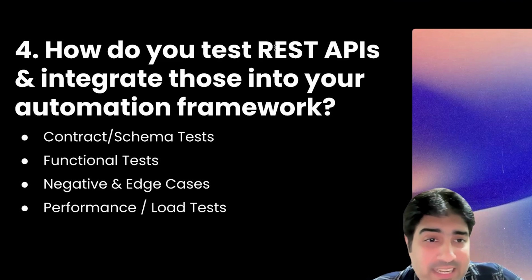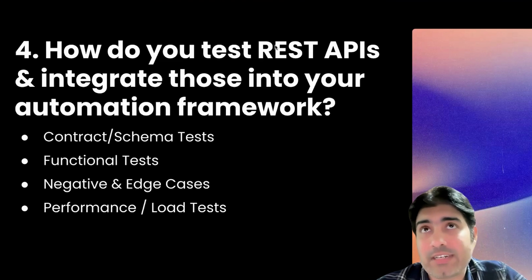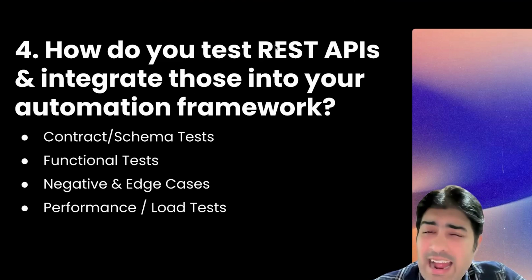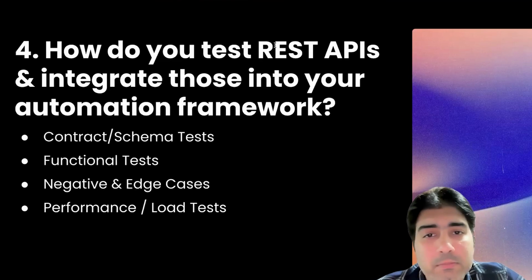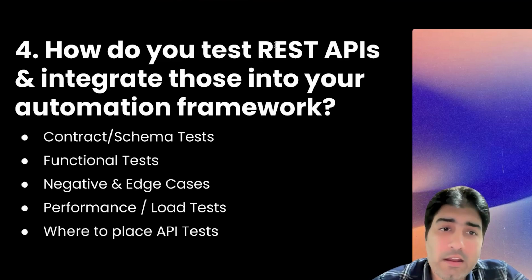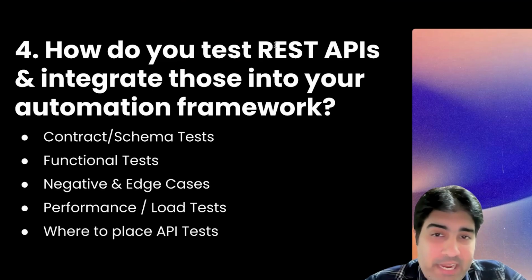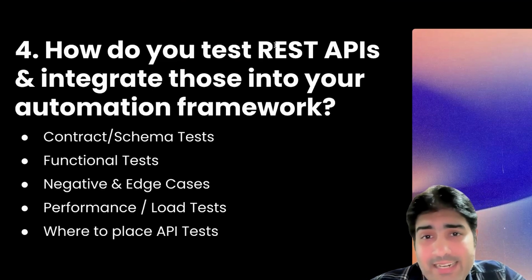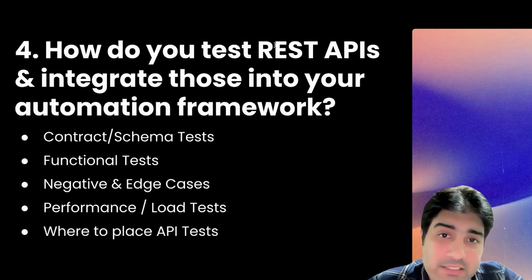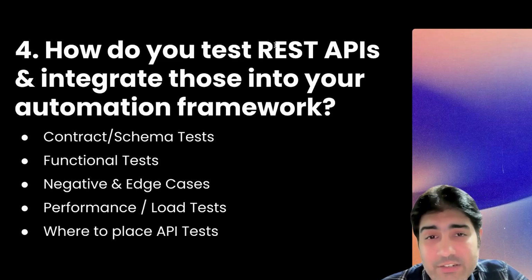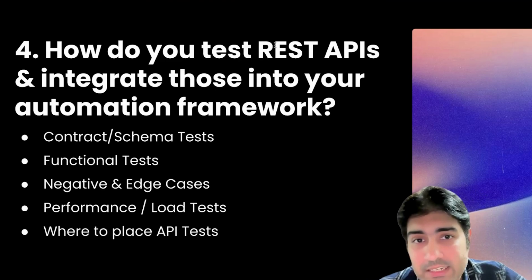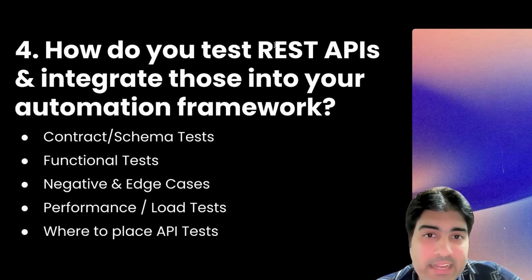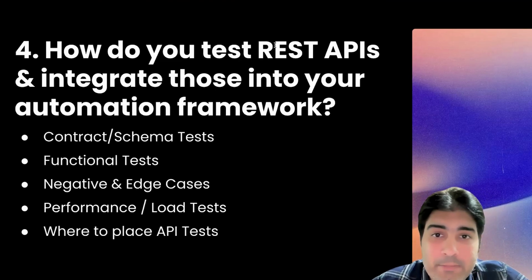If we talk about non-functional areas like performance and load tests, you can also test for latency, throughput, and concurrency checks. You can make use of JMeter, Locust, K6, Gatling, and many others. Next, where to place these API tests. You have unit level contract tests, which live with the services near the code. You have integration or contract level tests that can run in CI as part of your PR checks. And finally, you have some end-to-end API and performance tests that run in nightly pipelines or pre-release gates.